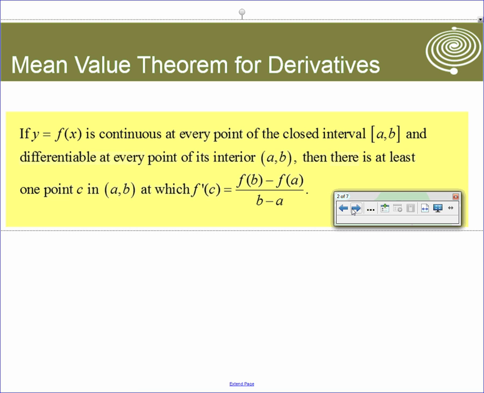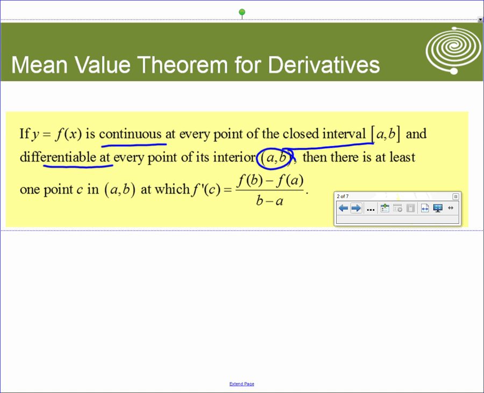So the criteria is that the function must be continuous on a closed interval. That's the same criteria for the extreme value theorem. There's an additional piece of criteria. The function must be differentiable everywhere on the domain. You can't be differentiable at endpoints, which is why that's an open domain from a to b.